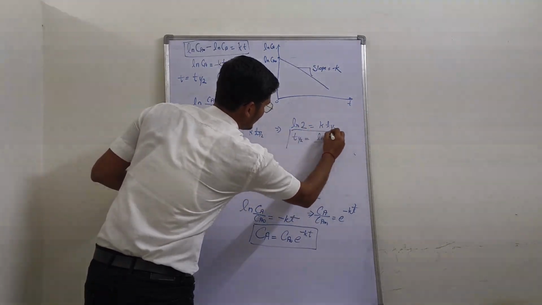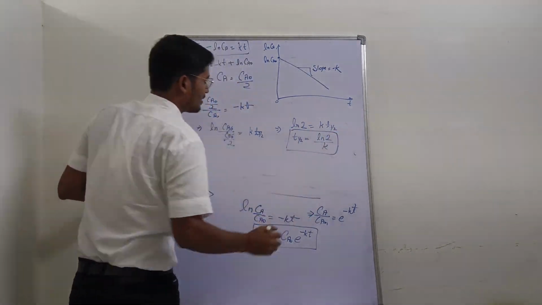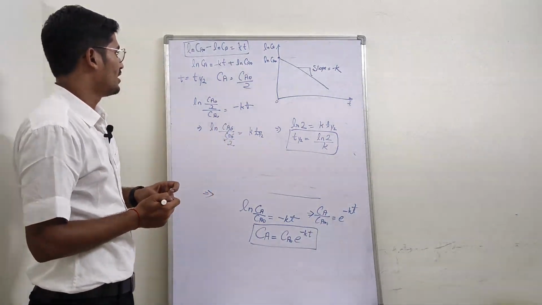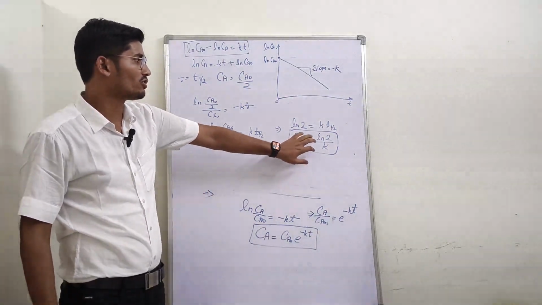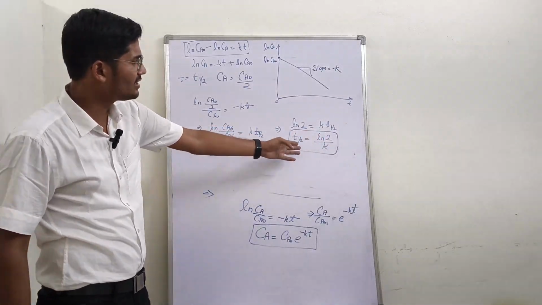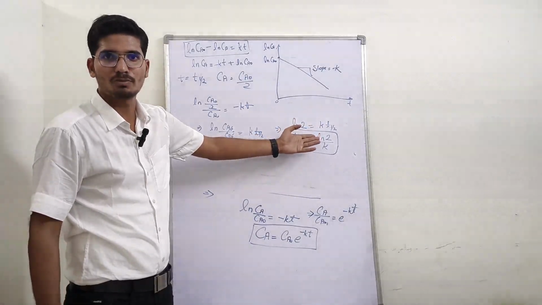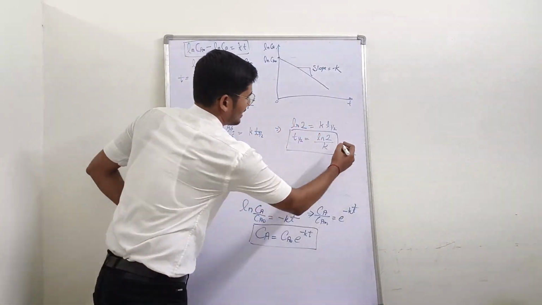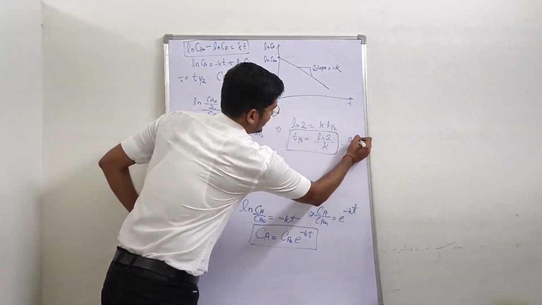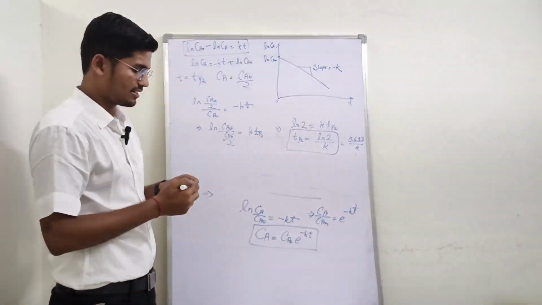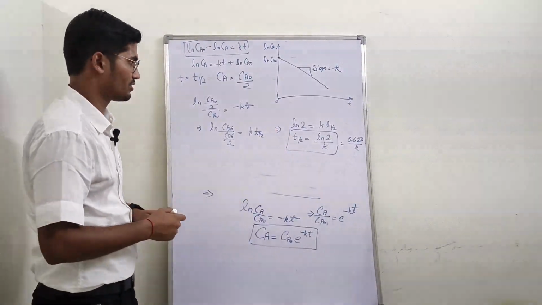So this is a constant time. In a zeroth order reaction, we have seen that the half-life depends on the concentration. But here we can see that it's ln 2, already a constant number, whose value we know is 0.693. So t half is 0.693 divided by k. The rate constant is also a constant value for the given reaction. So the half-life of a first order reaction is always constant.